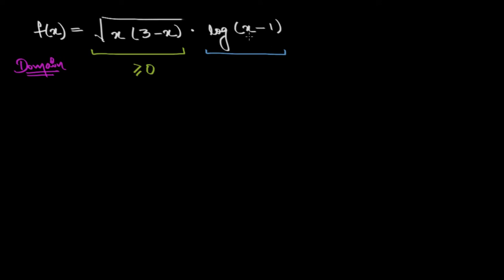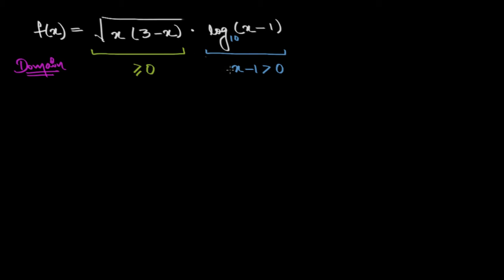And secondly, the log value here, we have the log of x minus 1. This is actually log to the base 10 here, so we don't have to worry about the base. This x minus 1 should be greater than 0. This is the second condition.